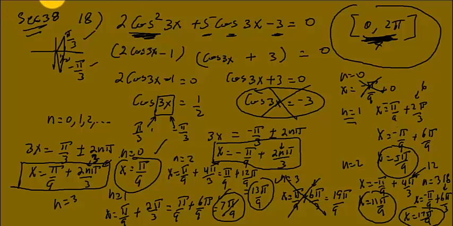Let me erase some of this stuff here, and then I can write out all my solutions. So how many places does that cross the 0 axis? Because that's what it means when it's equal to 0.